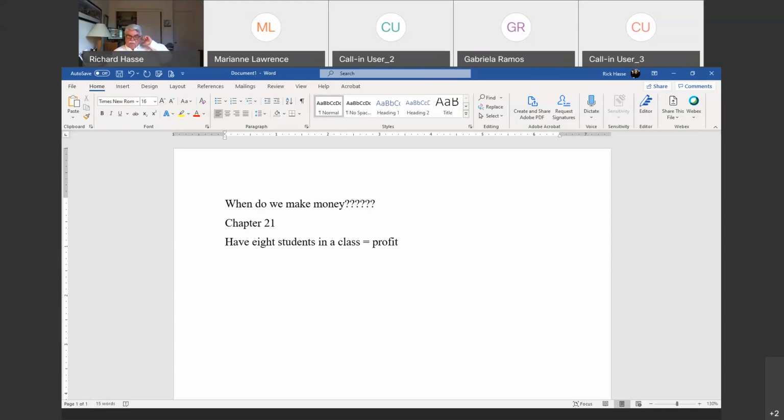In other words, the tuition revenue that they charge for that class, minus the instructor's cost, the cost of providing overhead, which is advisement, all that stuff, the cost of the computer system or whatever. At 8 students, they're making a profit. Not very much of a profit, but they're making a profit.